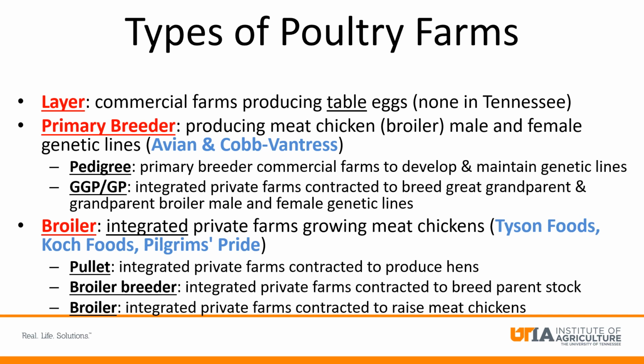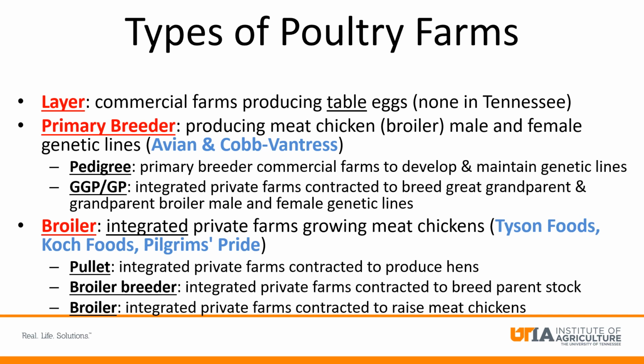So the third type and the most important are broiler farms. These are integrated private farms. By integrated, we mean that private farms produce under contract birds in successive flocks for contracts that these companies maintain with different companies such as Chick-fil-A or Kroger, for example, for meat supply. They're integrated in the sense that the birds are provided by these companies. The hatchery is part of the company complex, and of course the company complex provides feed. Examples of these companies are Tyson Foods, Cook Foods, and Pilgrim's Pride.